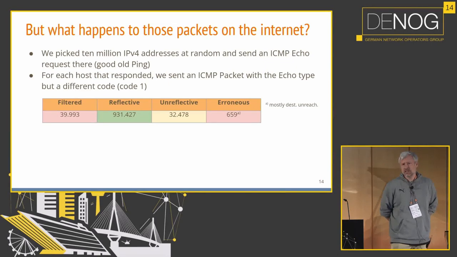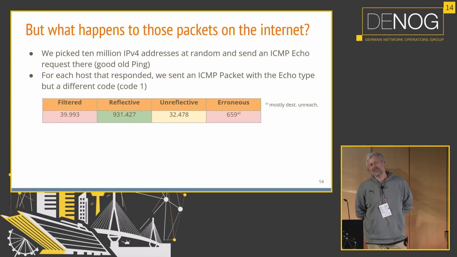Roughly 40,000 filtered it, so we didn't get a response back. We sent multiple, so somewhere along the path, we don't know why, but they replied to an echo request, but they didn't reply to this. Some replied with something completely different, mostly destination unreachable packets. And then we have two categories. One is reflective, one is unreflective.